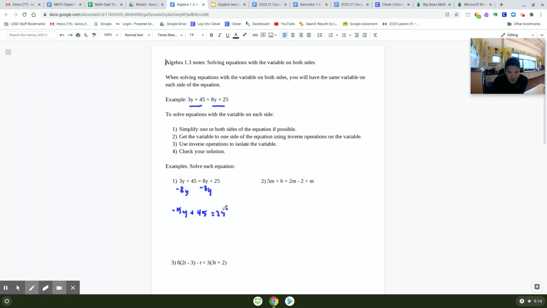Now, it's identical to what we did in lesson 1.2, solving multi-step equations. So you use inverse operations. What's being done to the variable is you're first multiplying it by negative 5 and then adding 45. So the inverse operation of adding 45 is subtracting 45 from each side of the equation. On the left side, all you'd be left with is negative 5y. On the right side, 25 minus 45, it's negative 20.